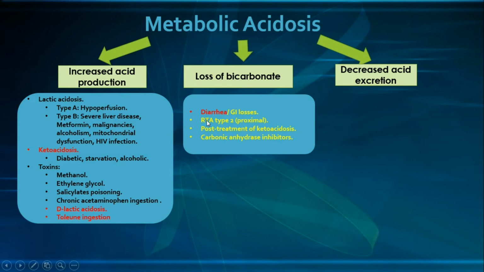The second cause is RTA type 2, which is the proximal RTA, in which there is a defect in the proximal bicarbonate reabsorption, and then we have post-treatment of ketoacidosis, which we have already explained under the ketoacidosis, and finally the carbonic anhydrase inhibitors such as acetazolamide, which causes the loss of bicarbonate in the urine.